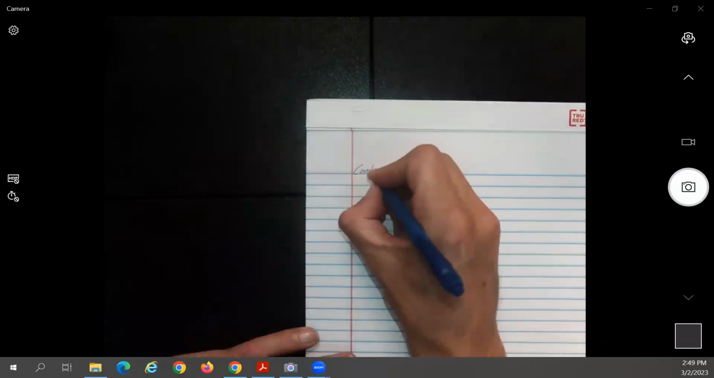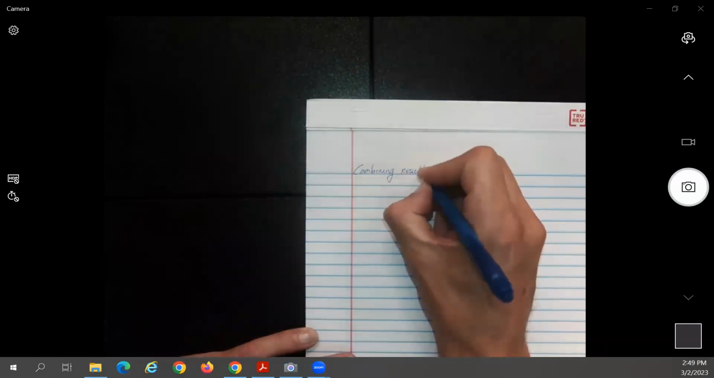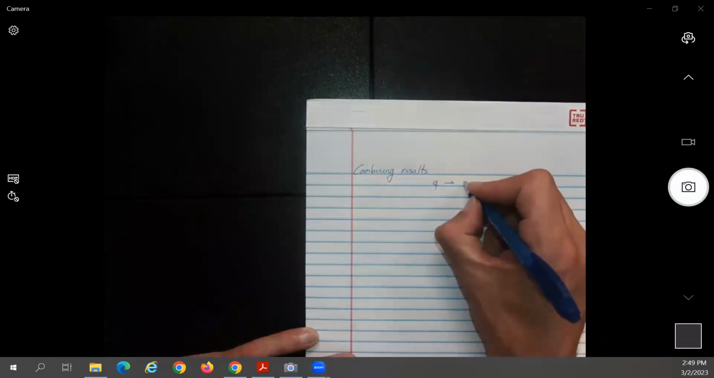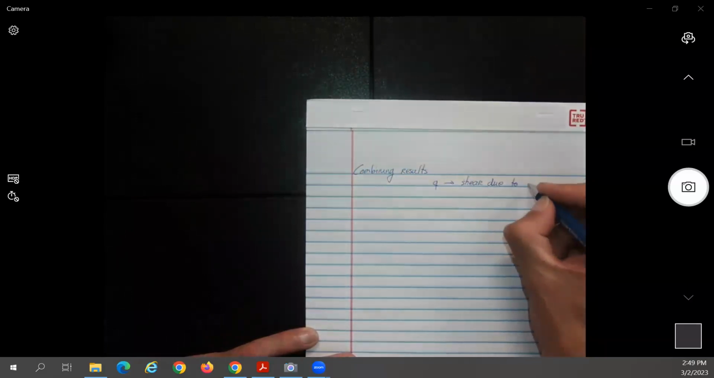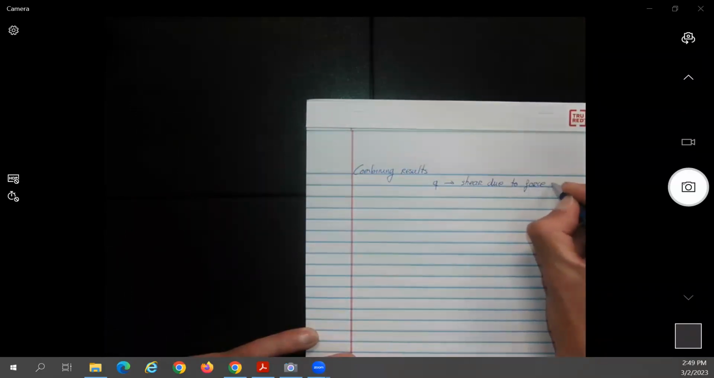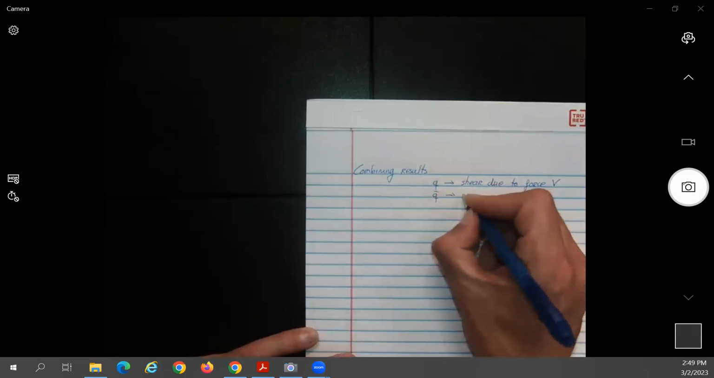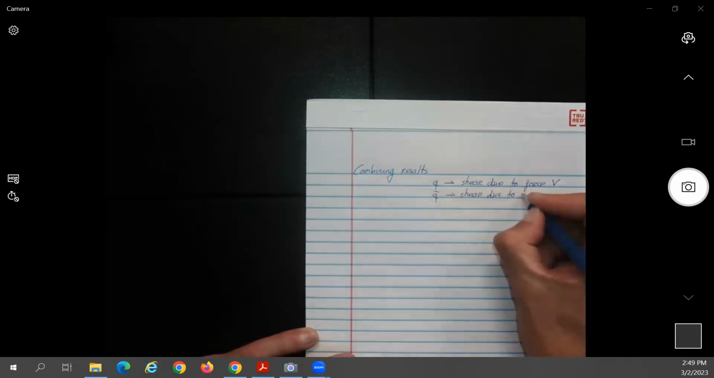Okay, so now combining results. So if you remember, the Qs were shear due to shear force, but let's just say V, and the Q bars were the shear due to torque P. Okay.